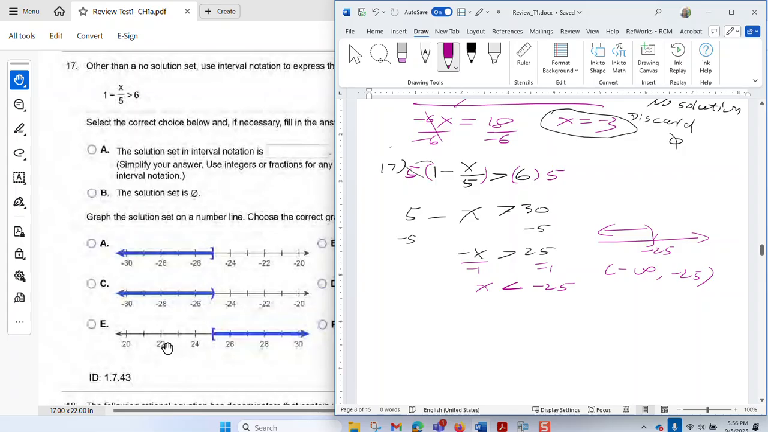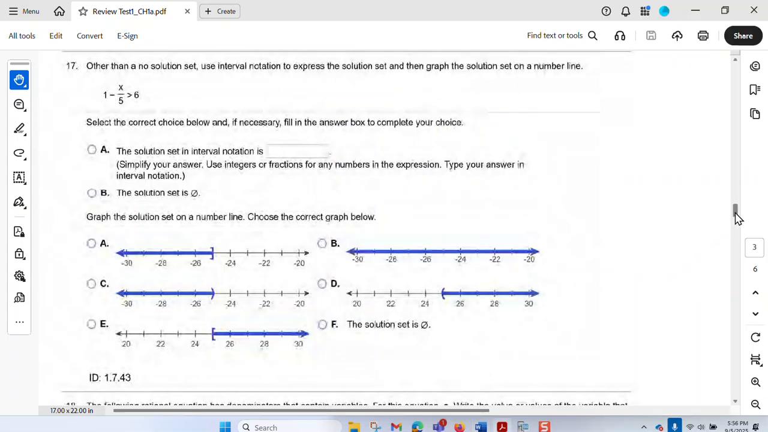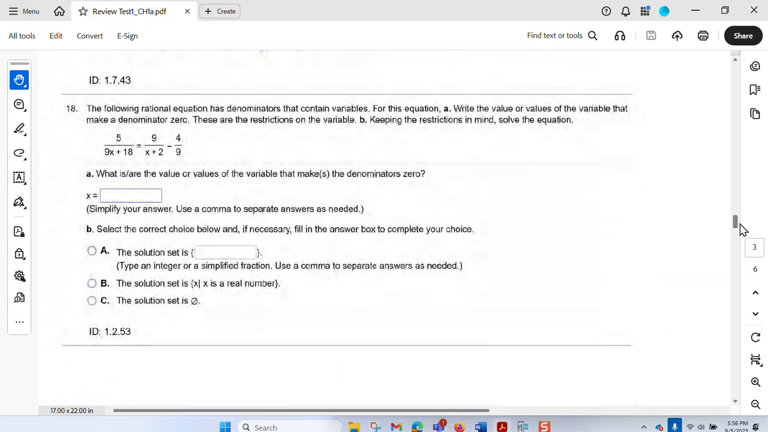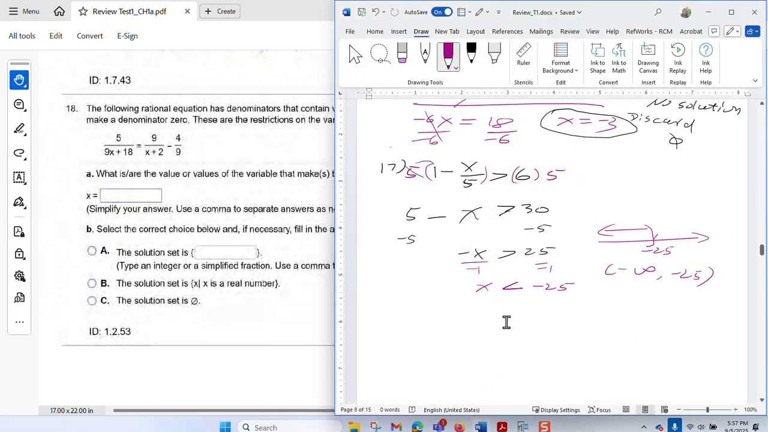Let's see what is on 18. 18 here is also want to solve this one right here. So how do we solve this? A little bit of fraction. I know sometimes people do not like a fraction, right? We can factor this 9x plus 18 right here. We can pull the 9 out, so this will be just x plus 2.